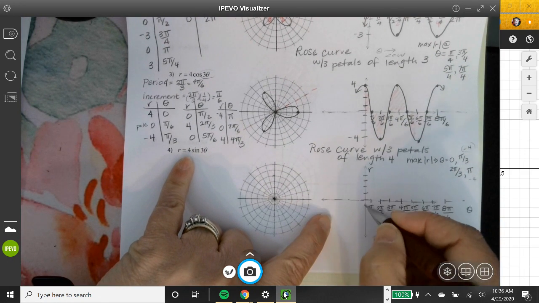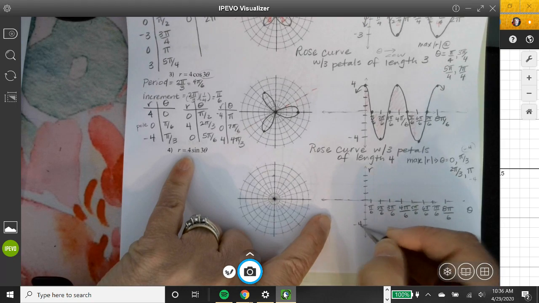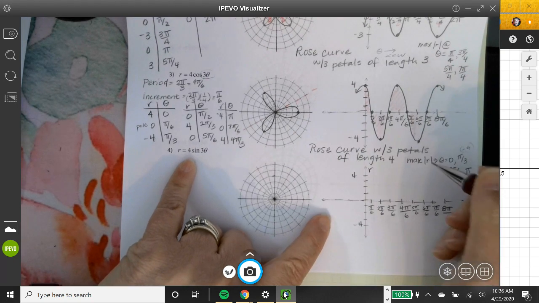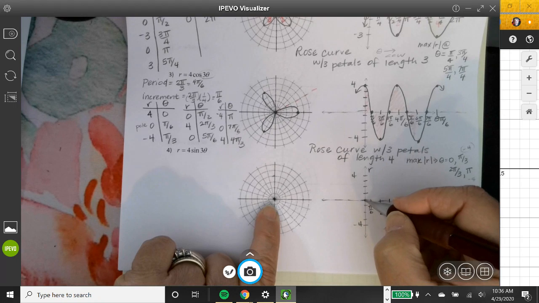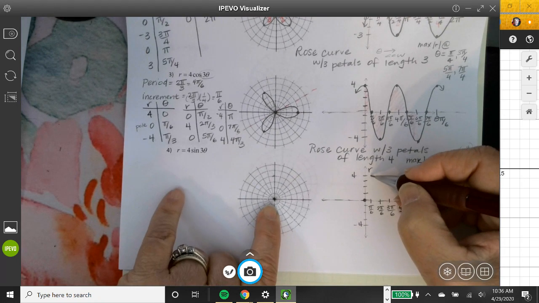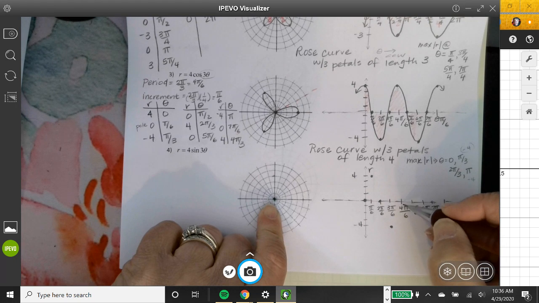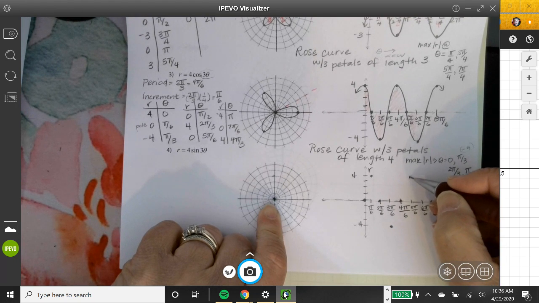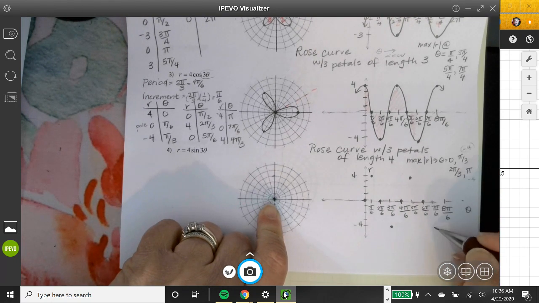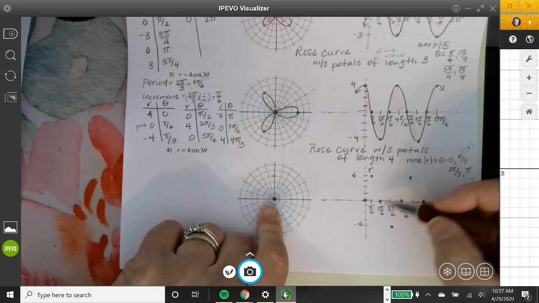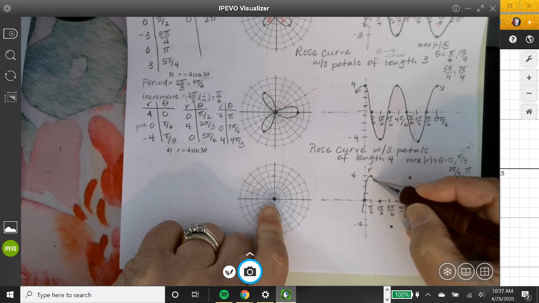1, 2, 3, 4. 1, 2, 3, 4. So this is -4 and this is 4. And you guys were right. It starts at the pole, which is 0. And then I'm going to go up in amplitude, back to the midline, down in amplitude, back to the midline, up in amplitude, back to the midline, down in amplitude, back to the midline. And I'm going to connect my dots.